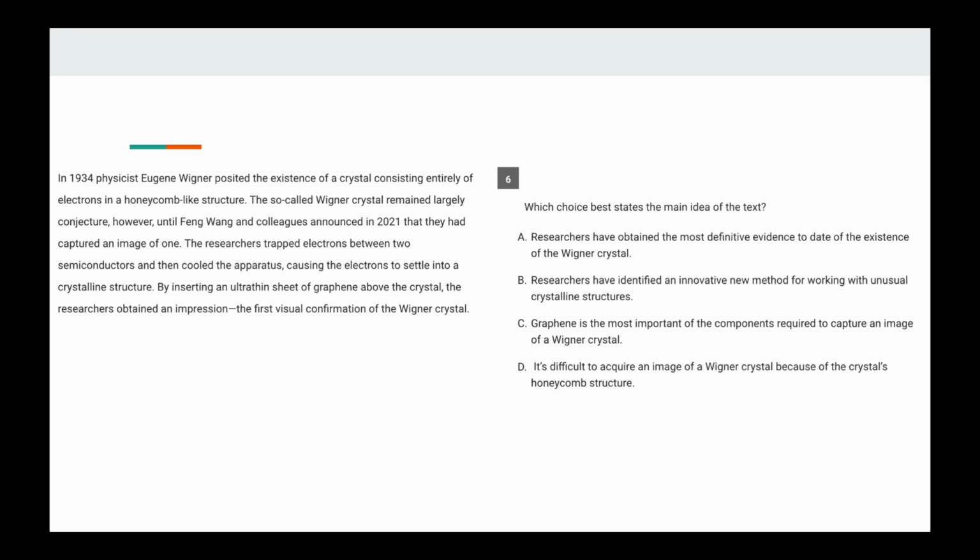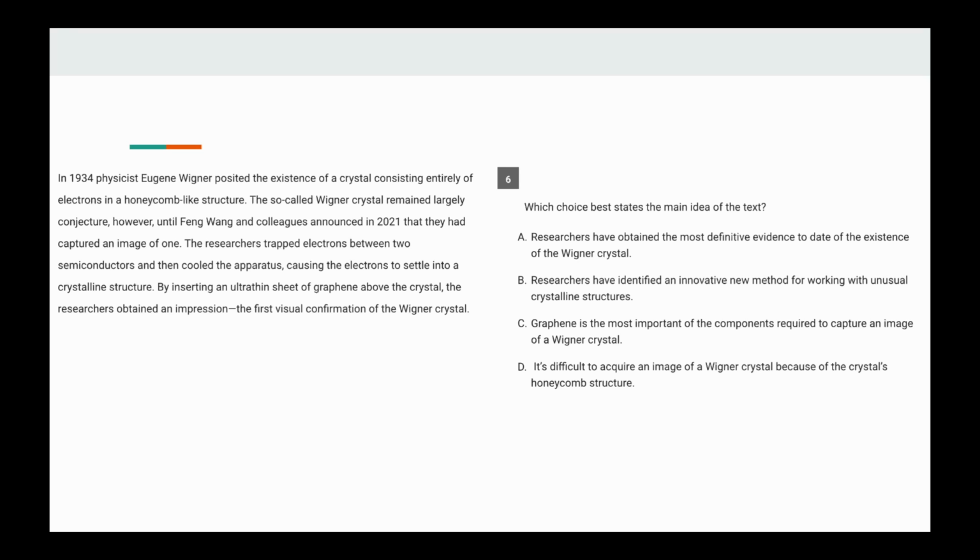Let's look at C. Graphene is the most important of the components required to capture an image of a Wigner crystal. Yes, there is evidence that graphene is a part of the process, but is there anything about it being the most important? As soon as I read graphene is the most important of the components, I can safely eliminate this answer choice because there's nothing in the passage about graphene being the most important part of this. So C is incorrect. Don't even bother reading the rest in a real test.